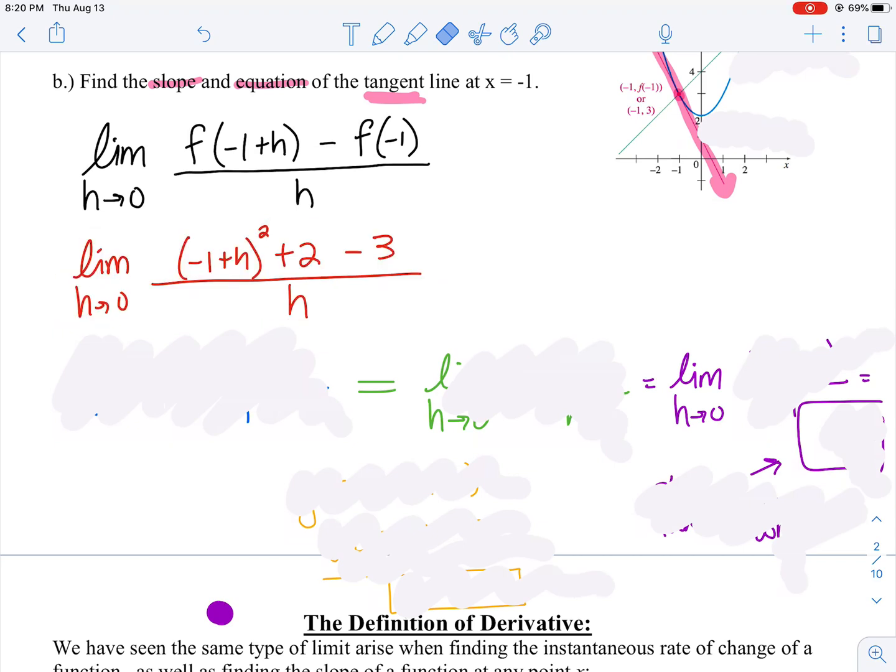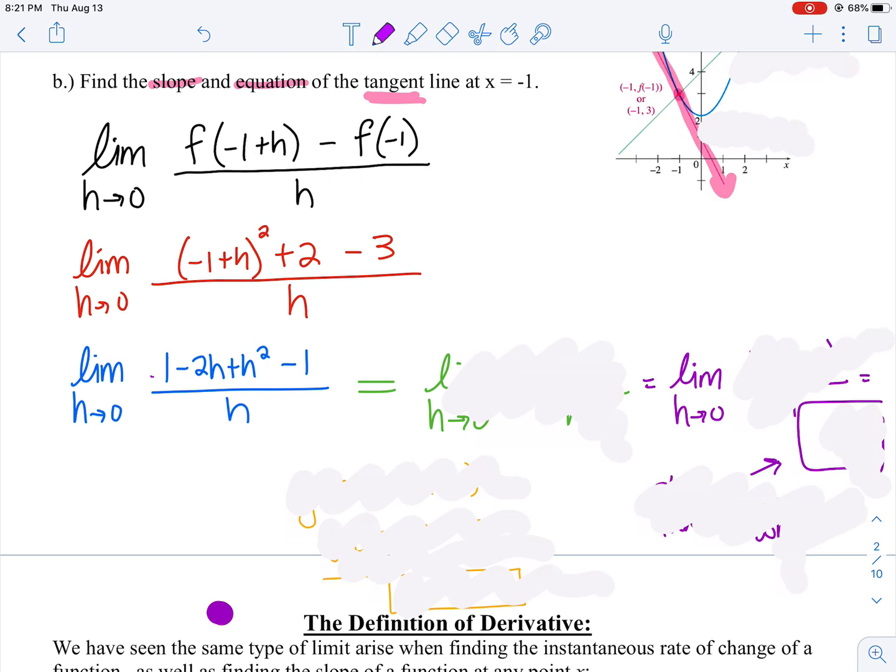All right, I'm going to plug in a -1 plus h wherever I see an x. I already plugged in a -1 earlier and I got 3, so there's where 3 came in. And then don't forget you have a plus 2 from your equation. I'm going to do a little bit of algebra and FOIL that out and combine like terms. On my numerator, then I have a 1 minus 2h plus h squared minus 1 all over h. Remember, we're doing the limit as h approaches 0. Make sure that you continue writing that all the way through.